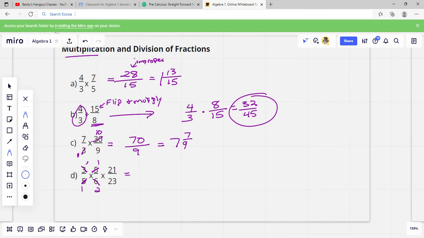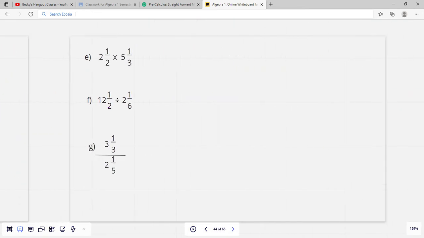I don't have to do 21 times 5 times 3. I can do 1 times 1 times 21, which is 21. And then 2 times 23, which would be... no. 2 times 23 is 46. So that one's 21 over 46. So much easier when you cancel.